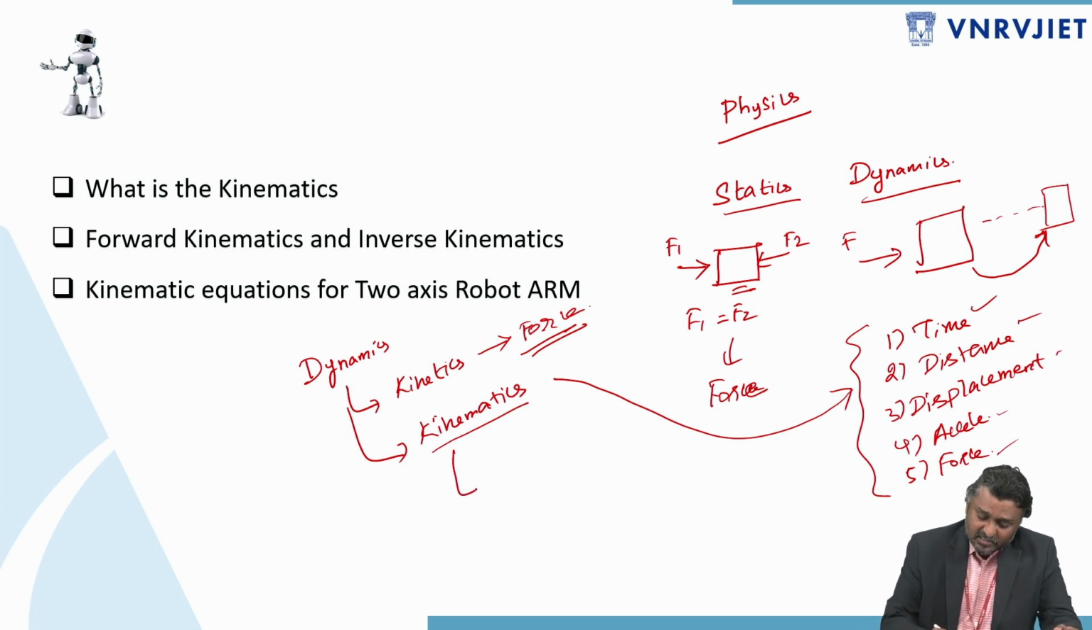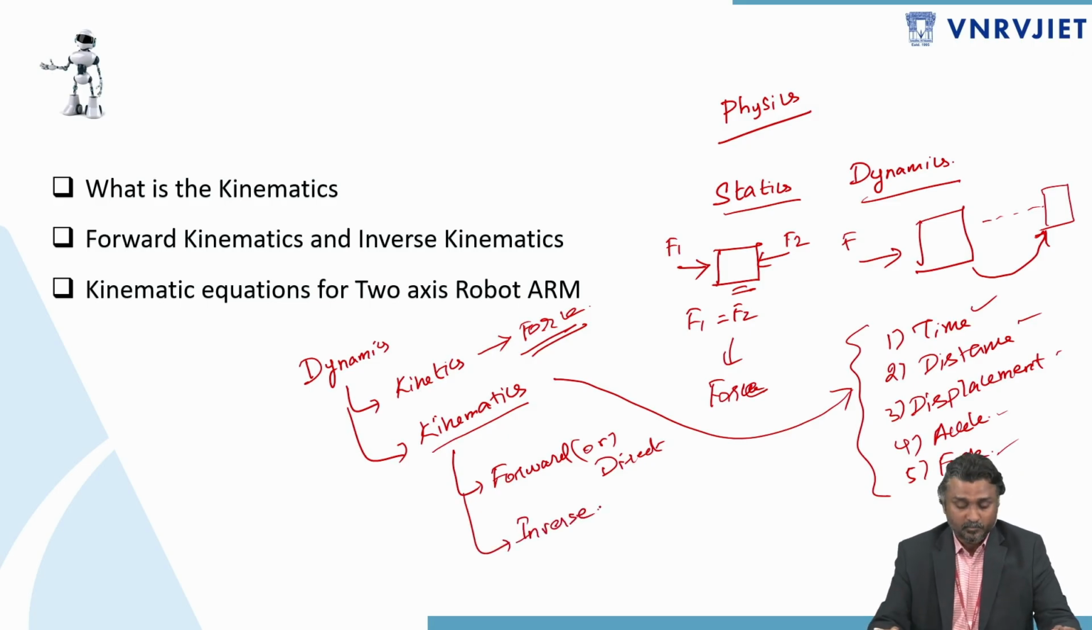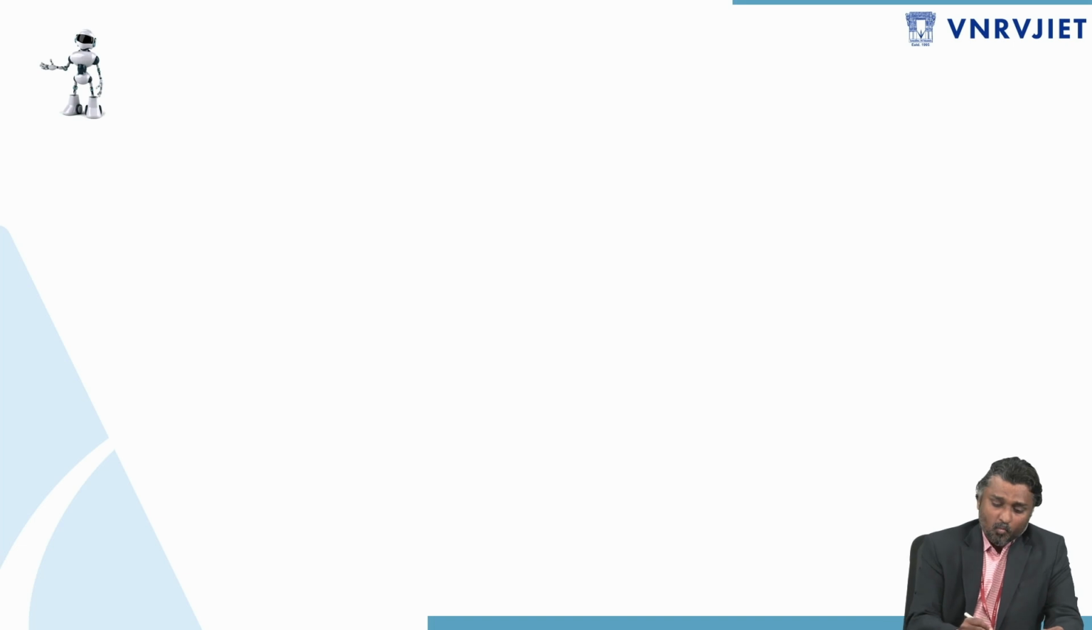Kinematics also has two types. One is forward or direct kinematics, and the second one is inverse kinematics. So dynamics has two types, kinetics and kinematics. Kinematics has two types, forward or direct kinematics and inverse kinematics. Okay, so now what is forward kinematics?